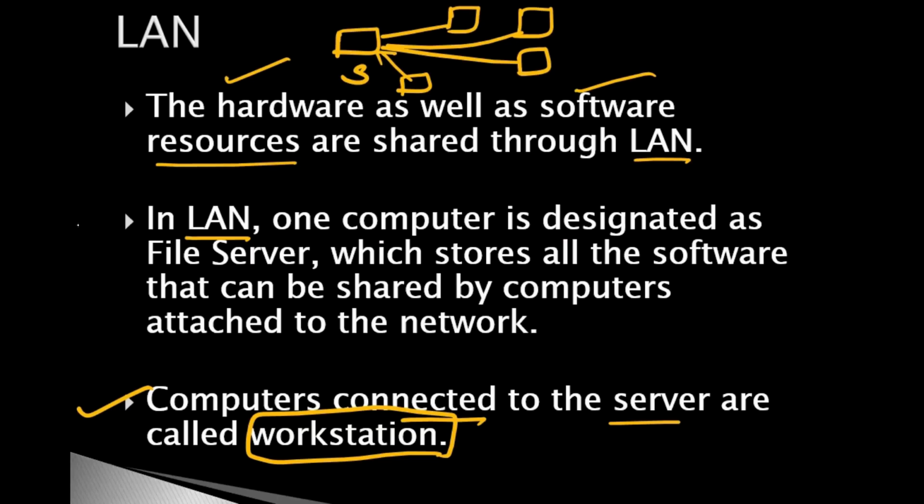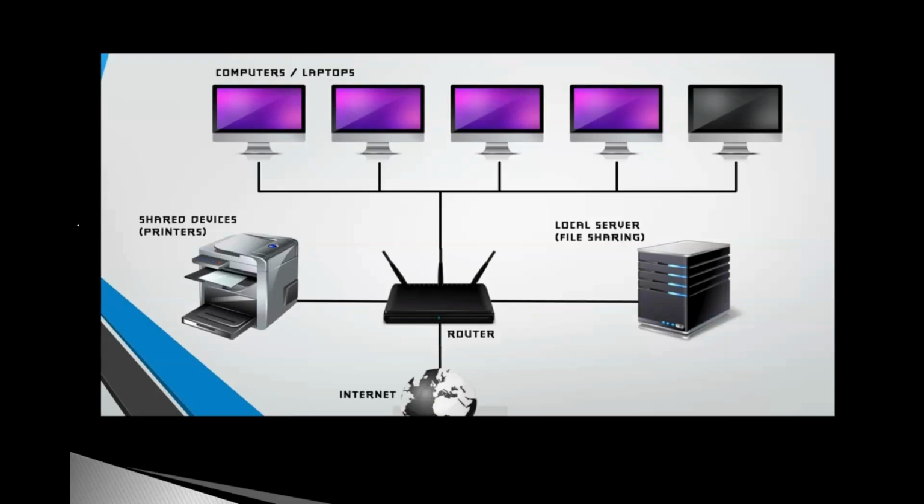Hope you all understand what is a local area network. See here, this is your file sharing local server. Under the local server we have the internet connection. Through this a router is there to share the network between these printers and from and to the other computers.